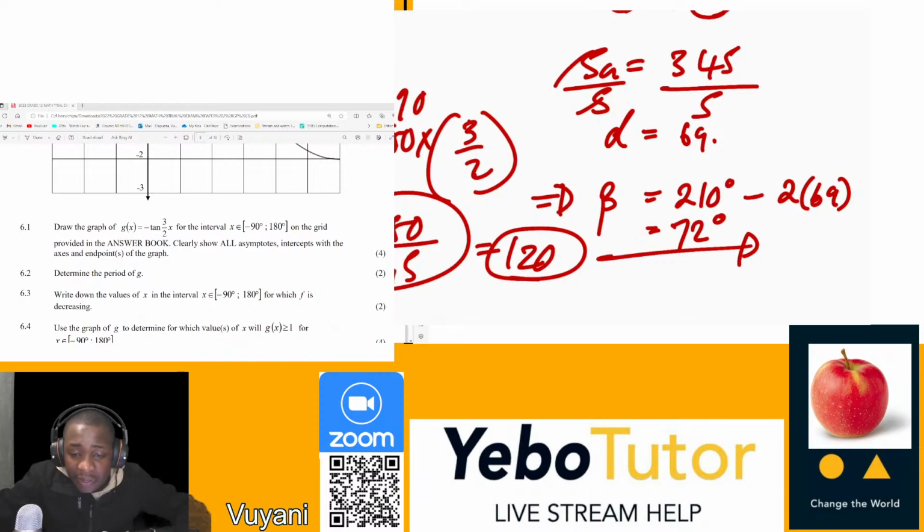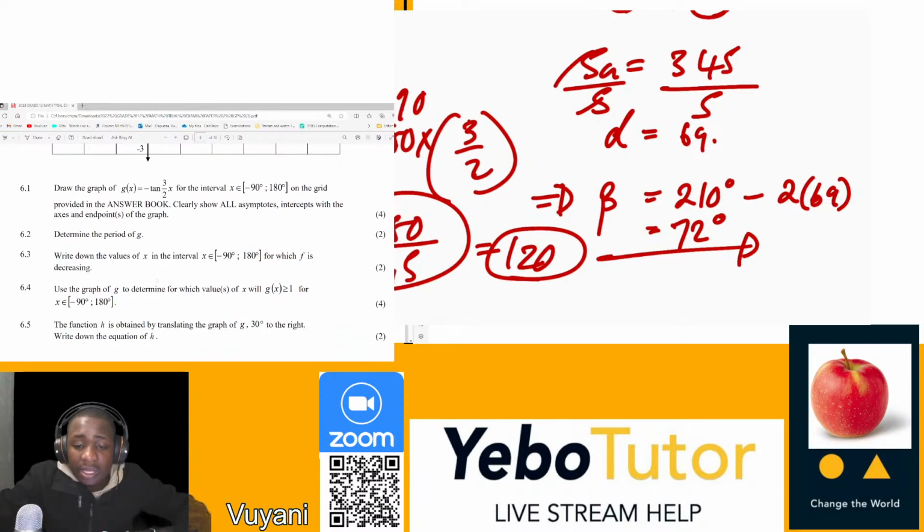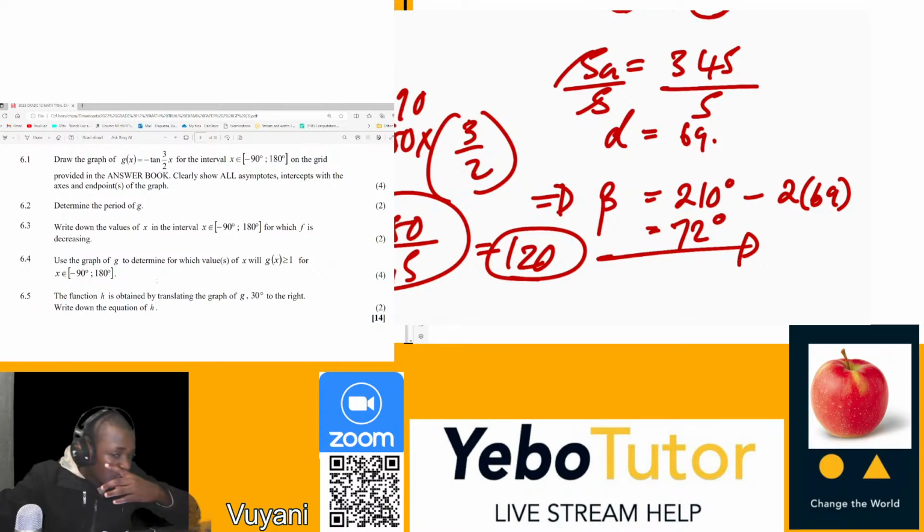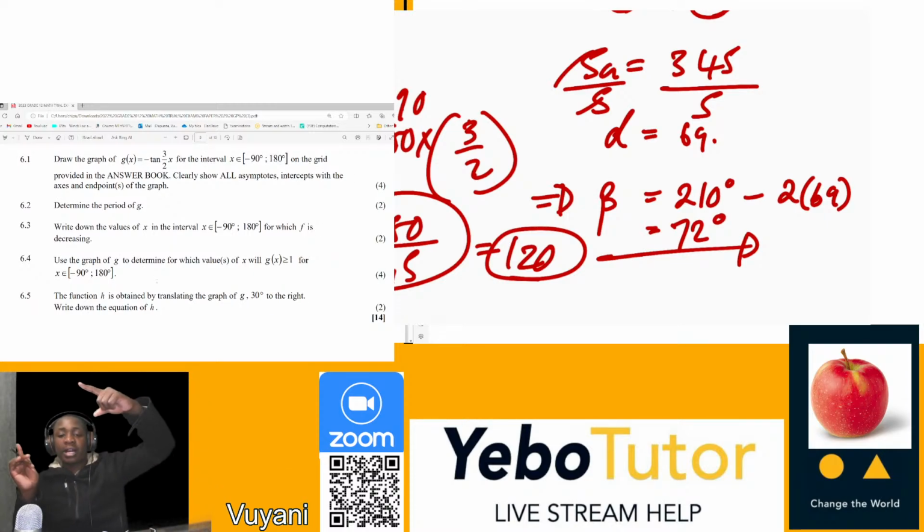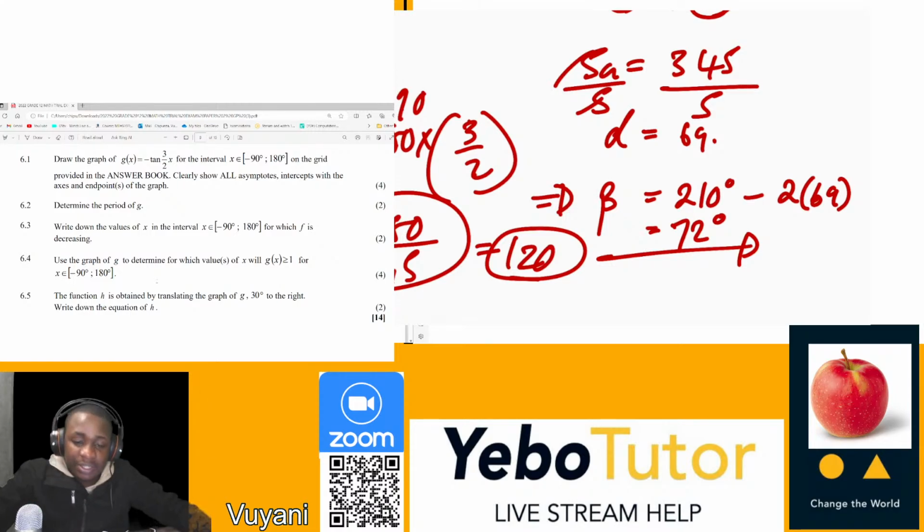Then write down the values of x in the interval which are decreasing, which means you are looking at where the graph is decreasing, or has a negative gradient. Then we can still get the answer. So I want to give you that as your homework tonight. Do it and post on the WhatsApp group. Then we'll solve that question together tomorrow when we are also looking at trigonometry.